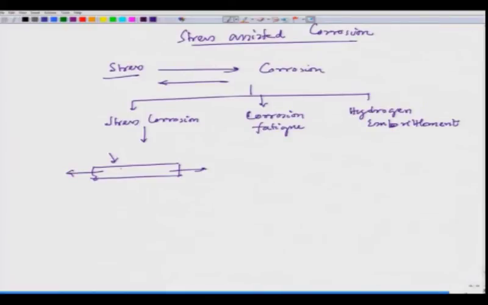In case of stress corrosion, if a component is under tensile stress and is exposed to a corrosive environment, and the stress is less than the yield stress of the component, and interestingly in this case the loading is static, so we are not having alternating loading just like fatigue, that kind of failure we call stress corrosion. We call it stress corrosion because it is a form of corrosion along with a static stress.